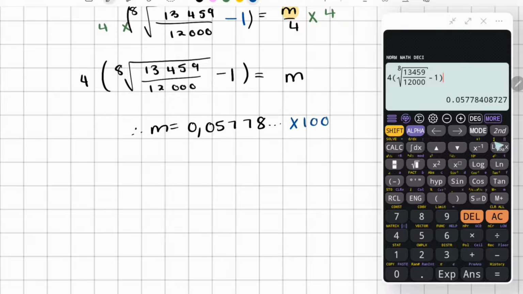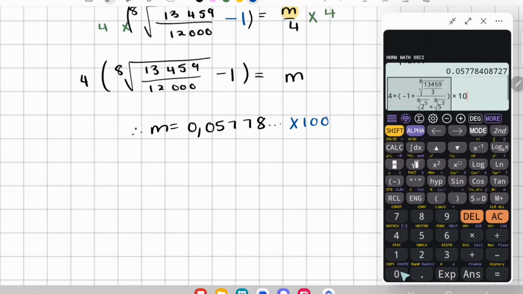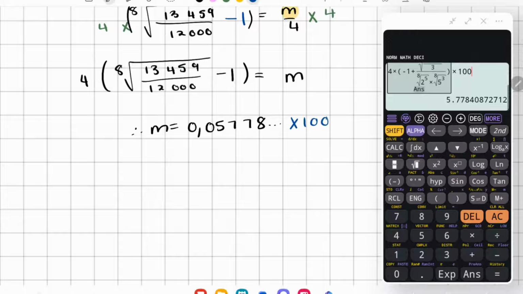So I'm going to take all of that answer and I'm going to multiply it by 100 and let's see what we get. So we get this. So m is equal to, as a percentage, 5.78 because it rounds up, 78%. There we go. And that's our answer. Okay, moving on to the next question.